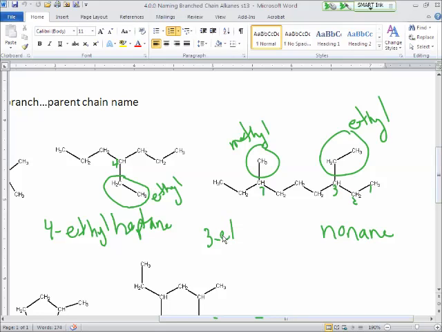3-ethyl, another dash, 7, dash. Separate numbers from words with the dash. 7-methylnonane. The words all roll together, no space.